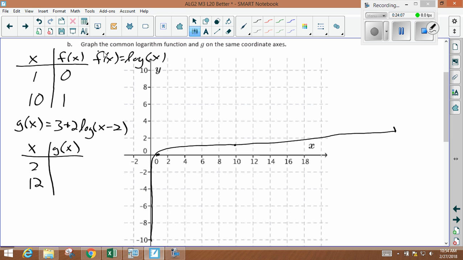So why did those work out? Let's look at g of 2. g of 2 is 3 plus log base 10 of 2 minus 2, just plugging in 2 for x. So that's 3 plus log.